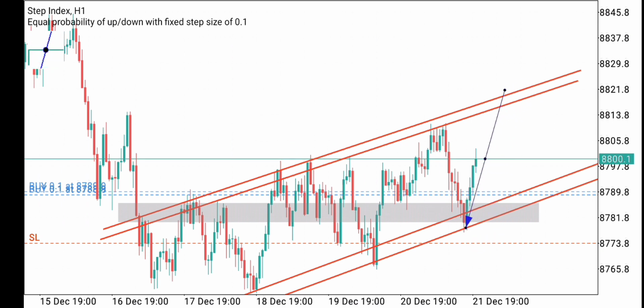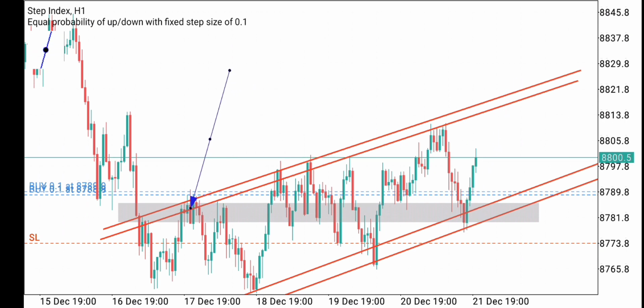Okay, I expect it to act as a support level, because it acted as a resistance level here. So I expect this level to act as a support level again. So I believe that the market can still trend down to this point here, before pulling back.